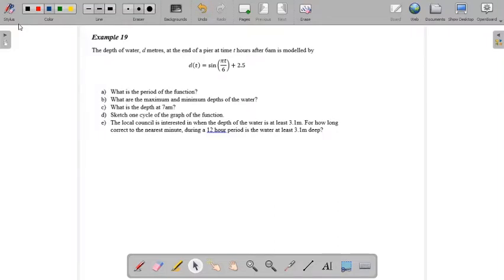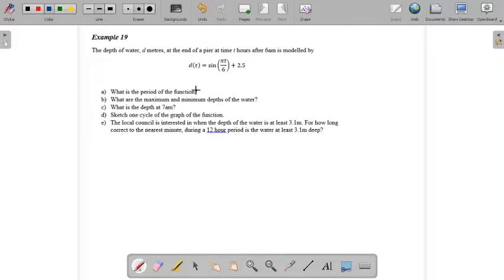So if we have a look at what we've got here, the depth of water in d meters at the end of a pier at time t hours after 6 a.m. is modelled by this particular sine function. Okay, so d is the depth. It's a function of time. So that's what we mean by d of t. Depth is a function of time. And it's equal to sine pi t over 6 plus 2.5. And there's a series of questions that we're going to answer relating to that. So let's start with question A and work through.